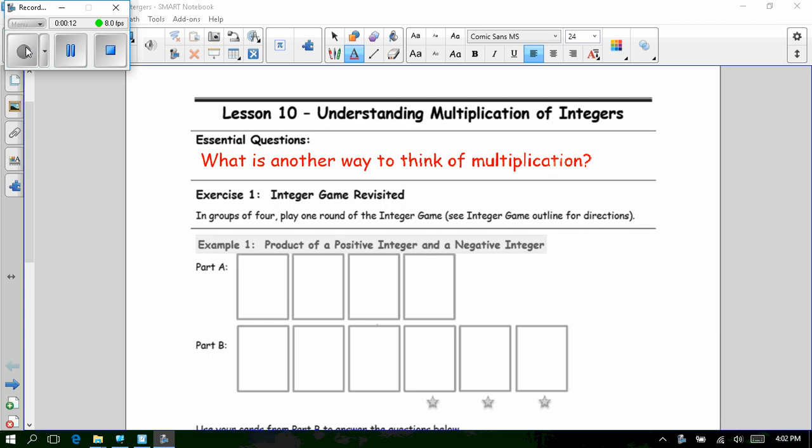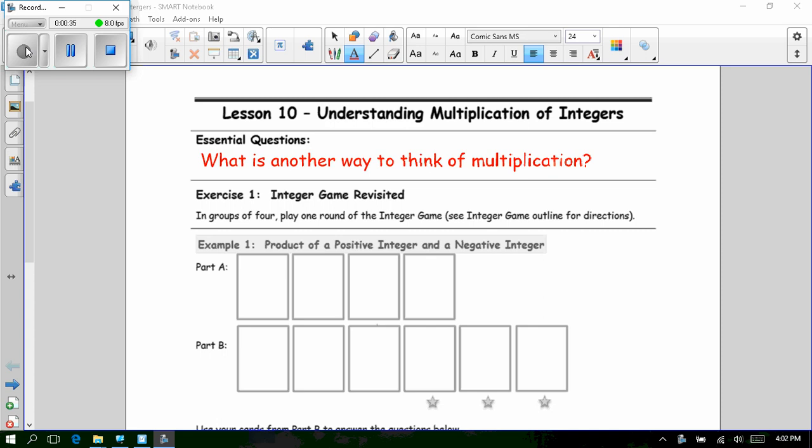So you'll notice we're going out of the addition and subtraction, and we're now going to head into multiplication and, of course, division. All right. You'll notice my essential question is already set up there. What is another way to think of multiplication? There's two different ways we can think of multiplication, and we're going to talk about one of those today, just so we can have a basic understanding of how this works.